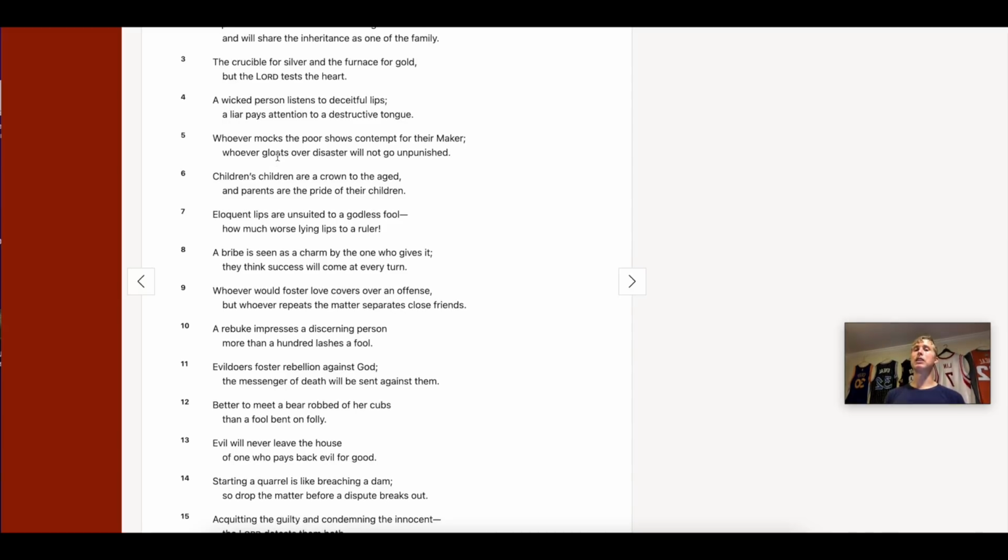Proverbs chapter 17, verse 8. A bribe is seen as a charm by one who gives it. They think success will come at every turn. Maybe, maybe not.